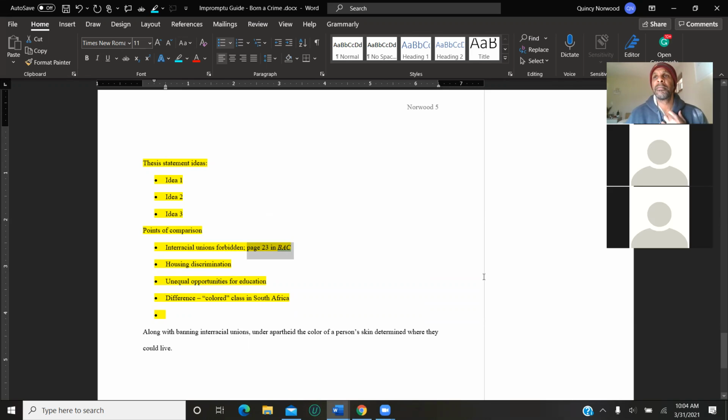Are we annotating the article and turning that into, or is it just the essay? Yes, the article is part of the assessment. Okay, cool. So what I was saying, John, is I definitely want you to take notes on the article.